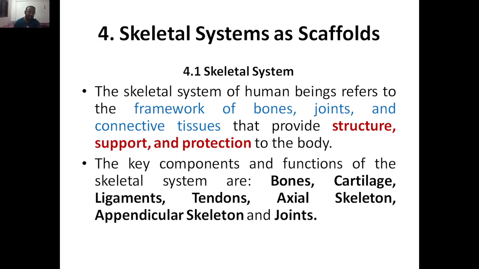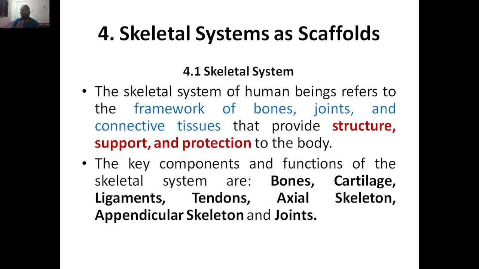Similarly, we have the skeletal system as scaffold. Here also we have around 4 to 5 topics. If it is asked for 10 marks, you have to mention all the topics and explain what is more important. If it is asked for just 5 marks, they might ask individual topics. Based on that you can frame your answers, which I have explained clearly in the model questions videos.